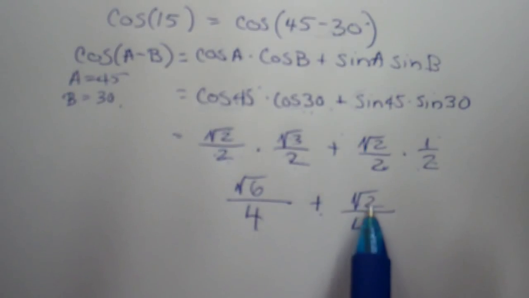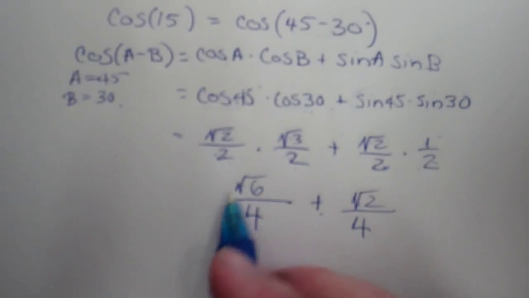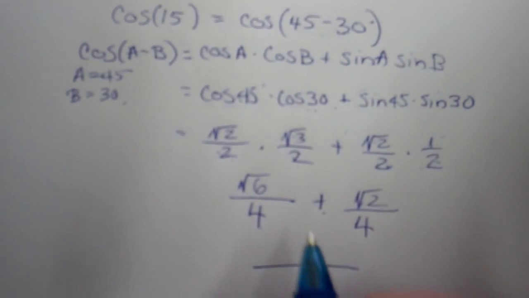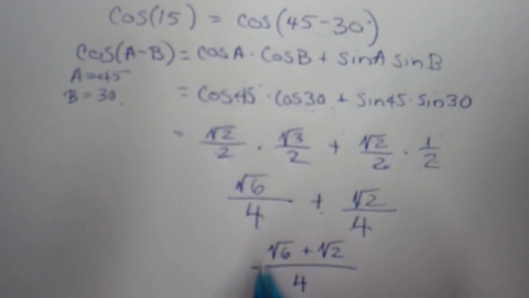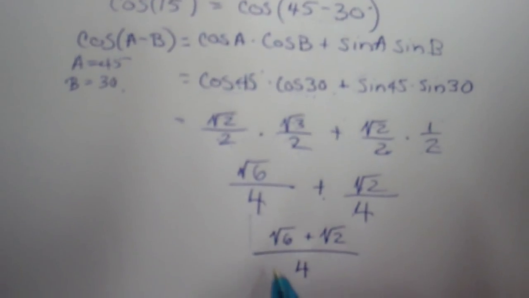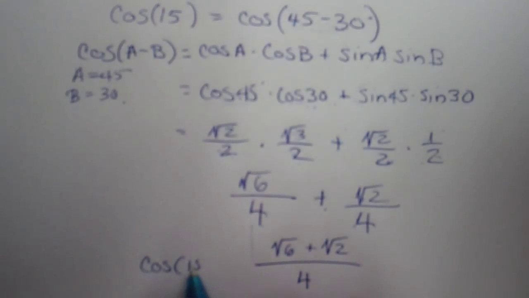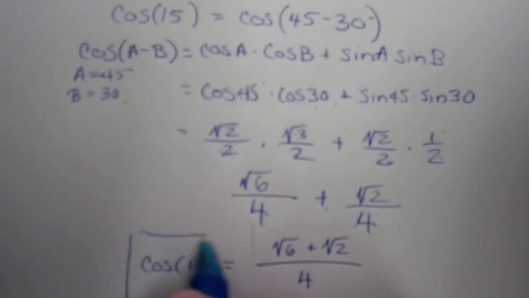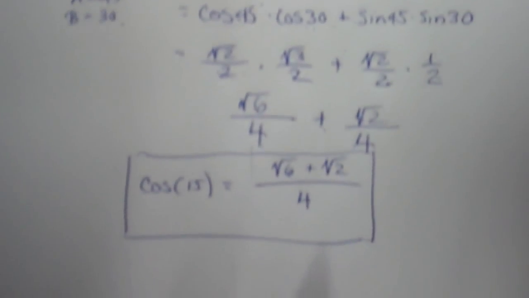These are not like radicands. Radical 6 cannot be broken down any further. The best we can do is write it out as one fraction now. So we have radical 6 plus radical 2. They cannot be combined since they're not like radicands. The common denominator here is 4. And so this is really our answer. We can say that the cosine of 15 is equal to radical 6 plus radical 2 all over 4.